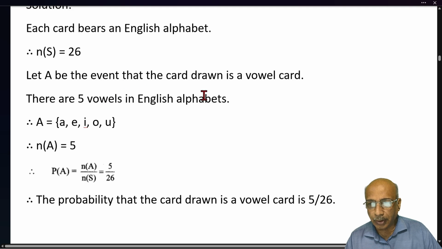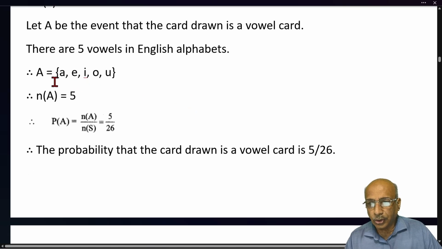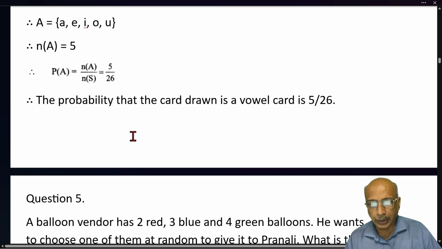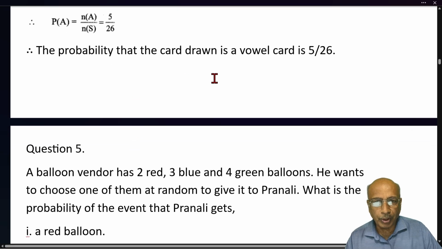Let A be the event that the card drawn is a vowel card. There are 5 vowels in English alphabets. So A is the set of A, E, I, O, U. Therefore, n of A equals 5. So P of A equals n of A upon n of S equals 5 by 26. Therefore, the probability that the card drawn is a vowel card is 5 by 26.